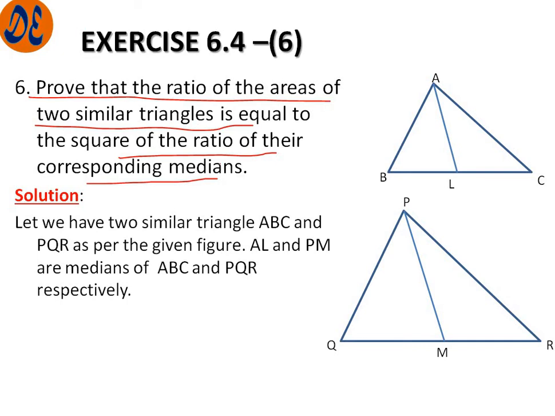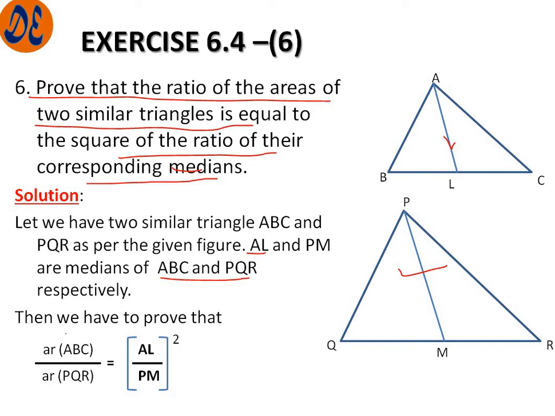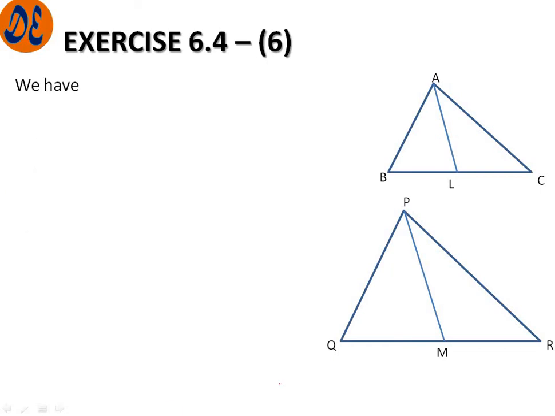Let we have two similar triangles ABC and PQR, and AL and PM, both are medians of ABC and PQR respectively. Then what we have to prove? That area of ABC divided by area of PQR is equal to this median divided by this median, that is AL by PM whole square. So this we have to prove now. So let us prove this one.